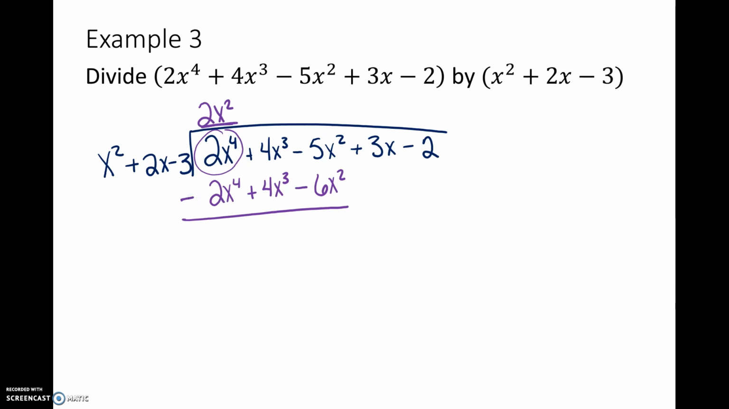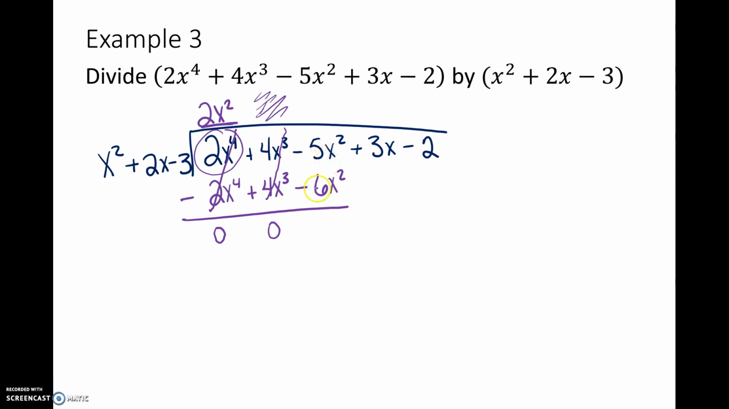Now, what happens in this step is not always going to happen, but sometimes it does, and that's why I wanted to show this example to you. When we subtract 2x to the fourth minus 2x to the fourth, that cancels out and gives us 0. What is 4x to the third minus 4x to the third? Another 0, which means it also is going to cancel out that spot. We are going to end up not writing anything in that spot. It's going to be like a blank placeholder.